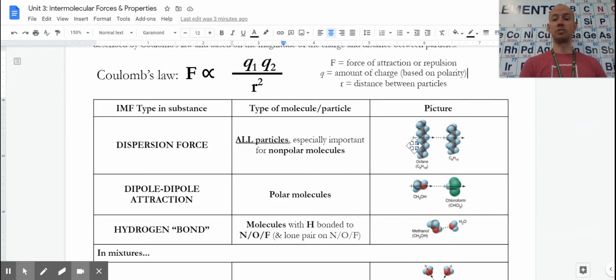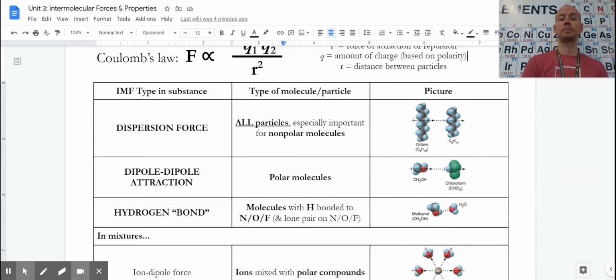In dispersion forces, we've got temporary polarity holding one molecule next to another. A polar molecule has a partial positive and partial negative end. That positive and negative end would attract something else with a positive and negative end, and those two positives and negatives we can call dipoles. When we have one dipole attracting another dipole, we call that a dipole-dipole attraction.